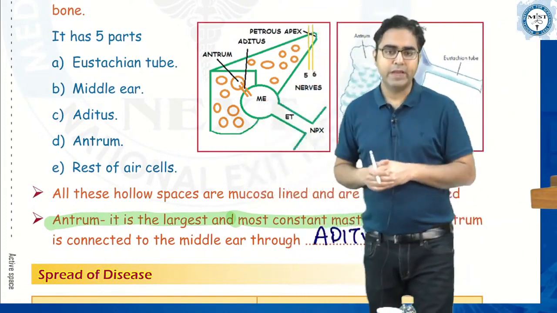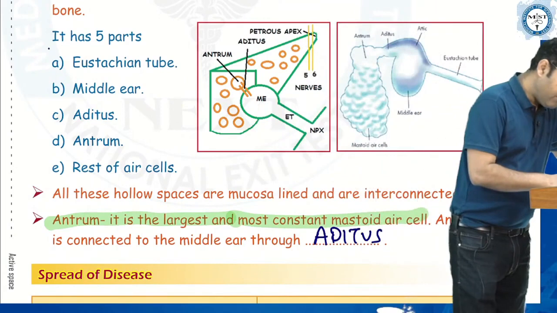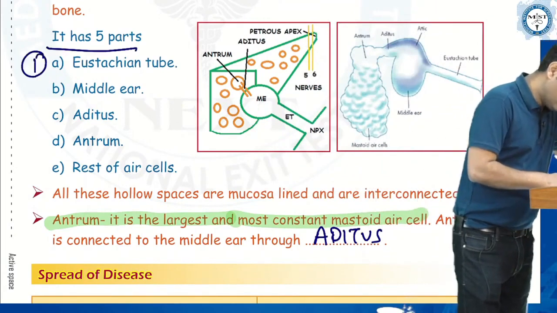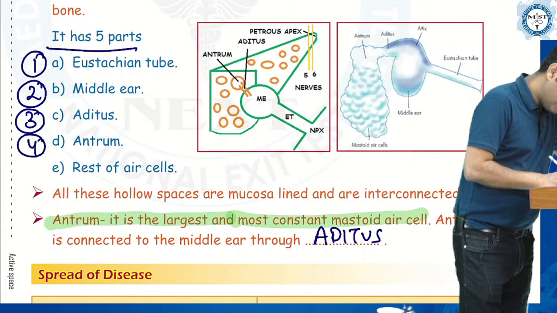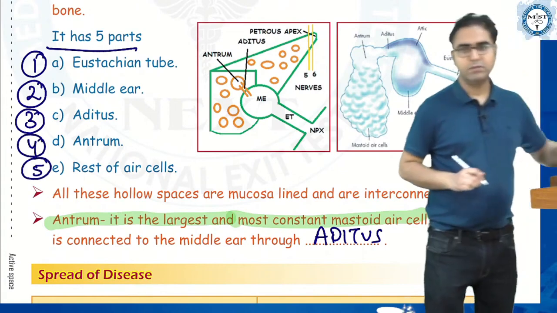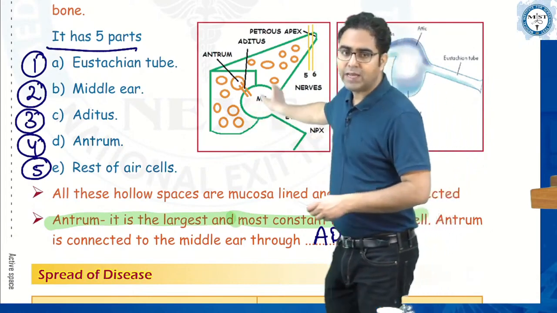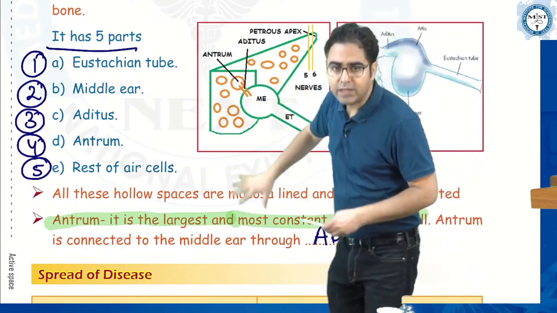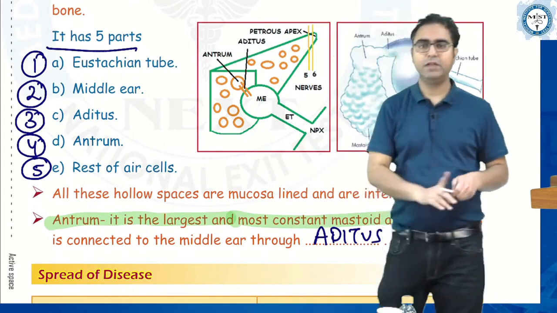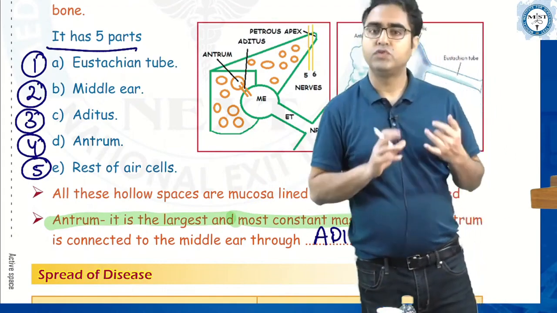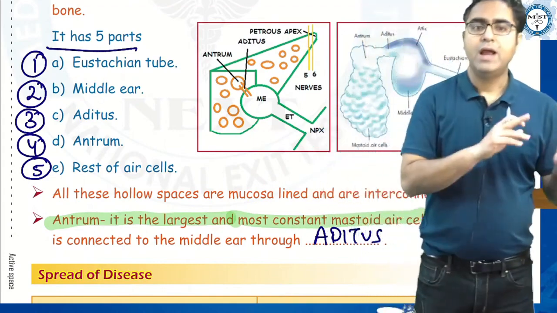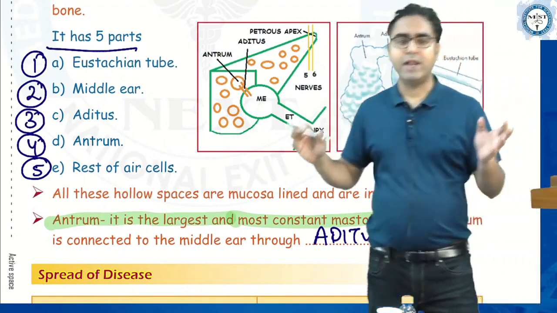Now read over here. It has 5 parts. Number 1, Eustachian tube, then middle ear, aditus, antrum, and the rest of your cells. It's easy: start from the Eustachian tube, go to the middle ear, then the aditus, then the antrum, then the rest of the ear cells.